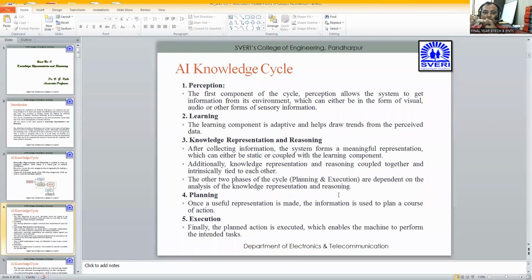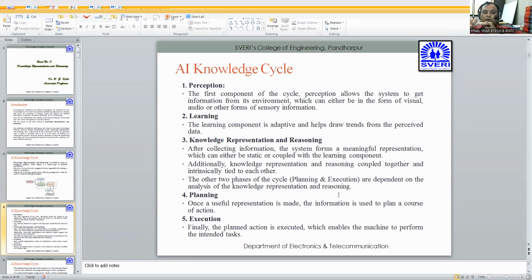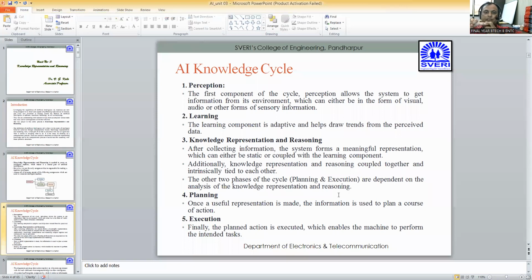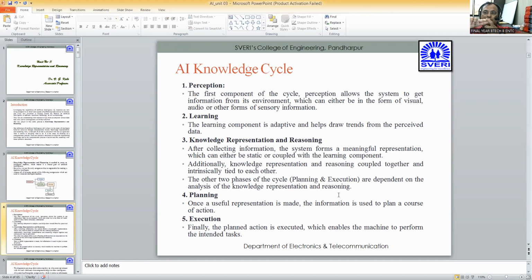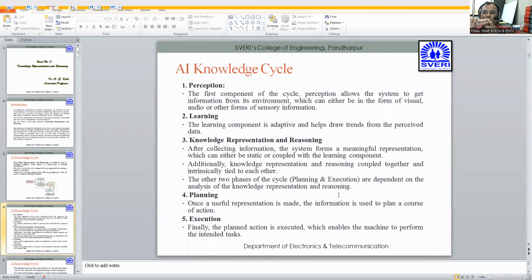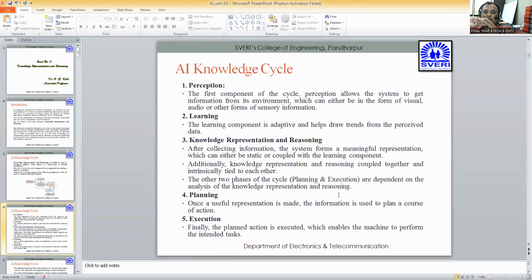मतलब we are gathering the information, we are collecting the information from its environment. That may be in a form of visual, audio, or any other sensory information. Then the learning component will start, be adaptive, and it will learn from the data. But the data is raw data. So what will happen? Knowledge representation and reasoning will collect all the information and put it in a meaningful representation. It could do it statically, or it could do a combination with the learning component. So that could be a combination of learning, knowledge representation, and reasoning. All these three tied together.